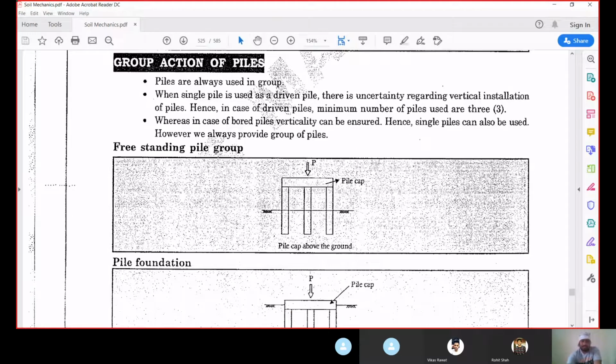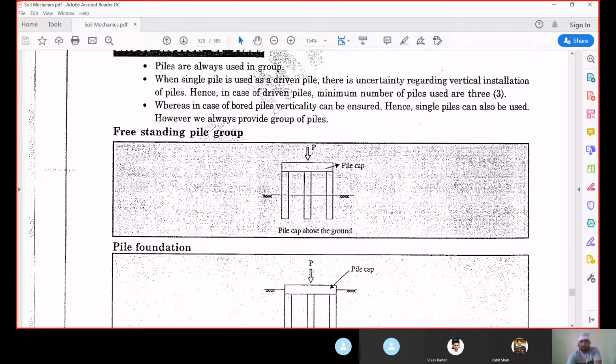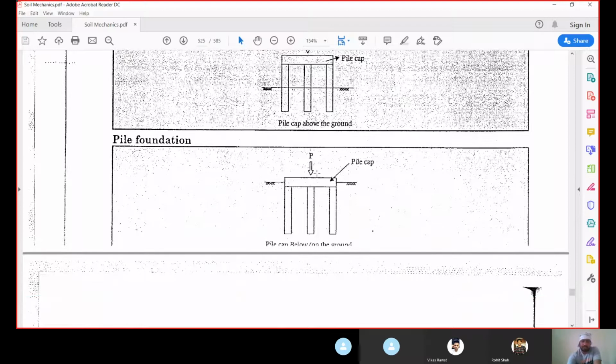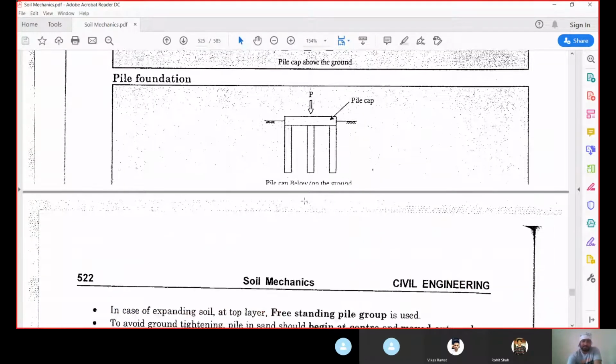You can see an example of a freestanding pile group. In this pile group the piles are not completely inside the ground; up to a certain length the piles stand above the ground. That's why we call them a freestanding pile group. This is a typical example of pile foundation where the pile cap is over these piles, the pile cap is at the base level of ground, and the load P is applied over the pile cap.